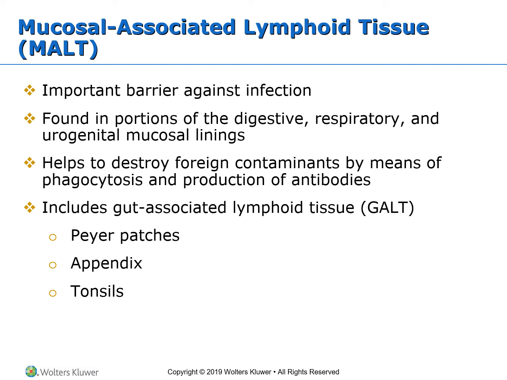We call GALT the tissue that is gut-associated lymphoid tissue. That's the tissue that I just mentioned before: Peyer's patches, appendix, and tonsils. However, in the next slide, we will discuss tonsils as part of the lymphoid tissue.